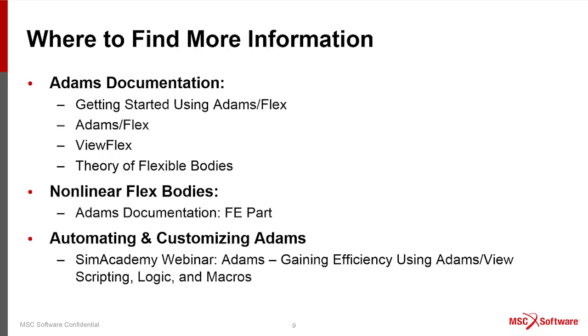In addition, if you're using nonlinear flex bodies, there's a couple of ways of doing that. Historically, we've had to use the discretization method where you've had discrete flexible links connected with either fixed joints or compliant connectors. Now we have the ability to create nonlinear flex bodies using the Adams FE part capability. That's included in the documentation as well.